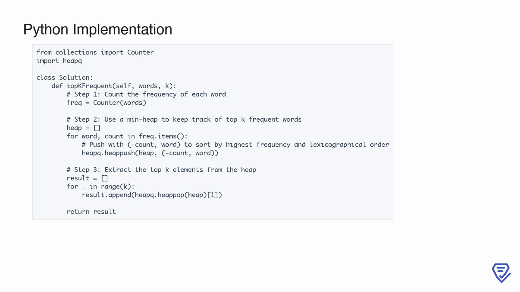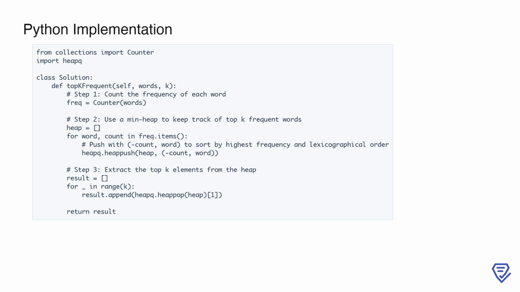Step 3. To retrieve the top k frequent words, the heap is popped k times, extracting the word component of each tuple. This ensures the result list contains the k most frequent words in order of priority. For example, if k equals 2, popping the heap twice extracts apple, banana.